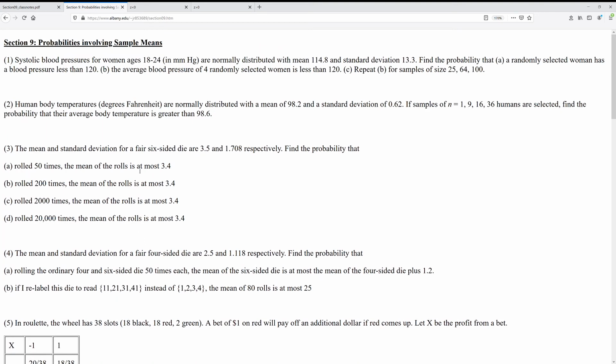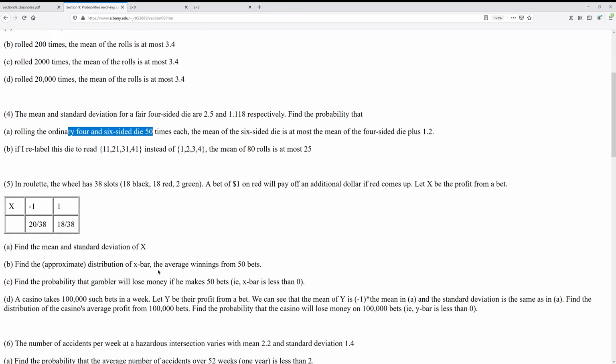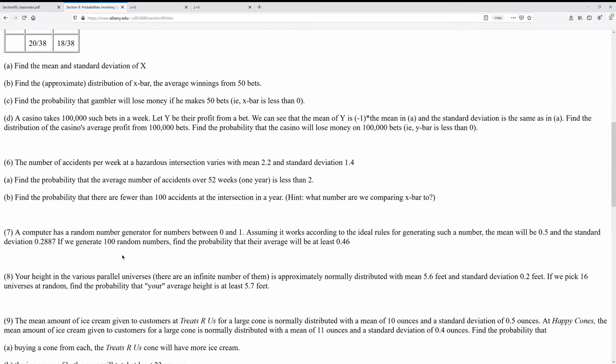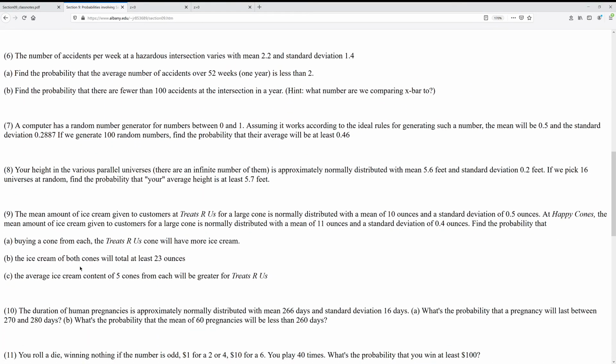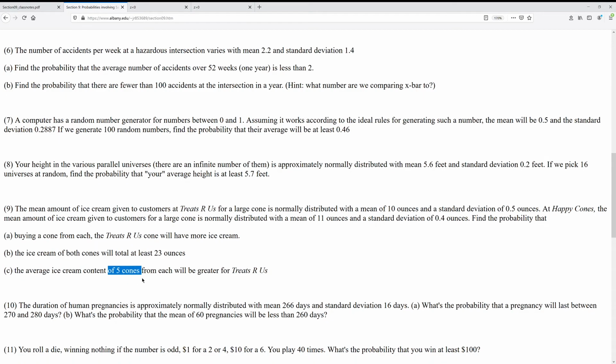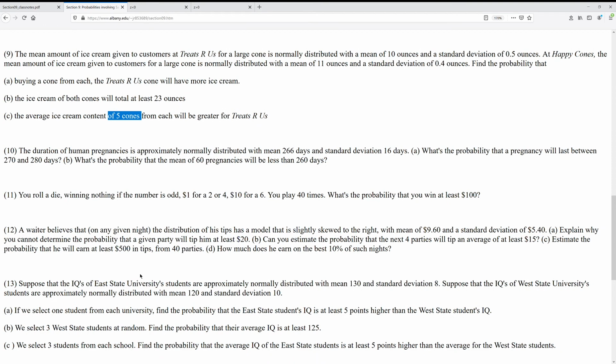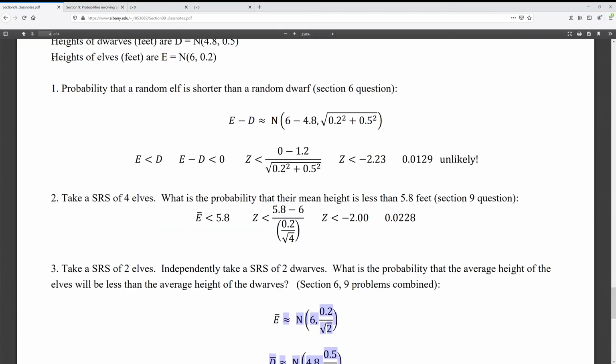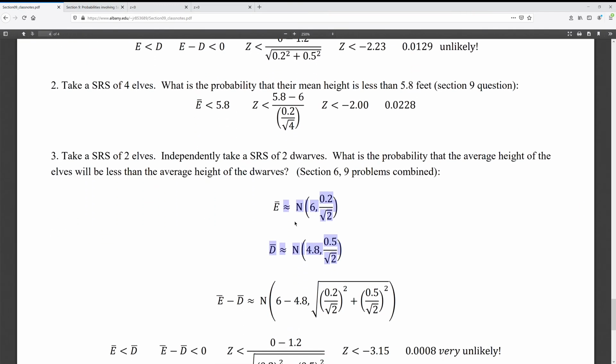I guess not. So comparing averages, we've got 4A, we've got 9B and 9C, and 13C. And there's some more Section 6 stuff thrown in there as well, one of each. Notice, by the way, that the old Section 6 stuff is incorporated by the Section 9 stuff, right?